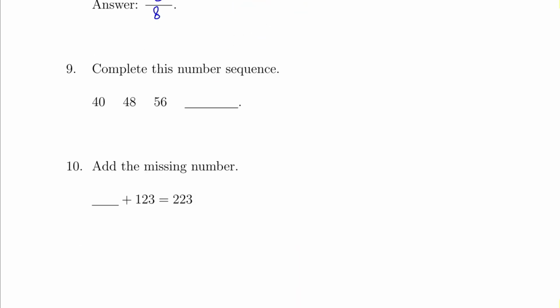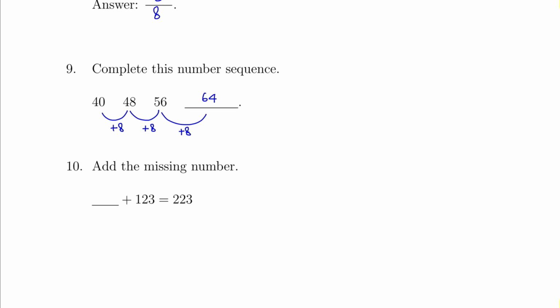Let's go to question 9. Complete this number sequence. If it's a sequence, then it has a very nice pattern. Let's check what the pattern is. From 40 to 48, that means you add 8. From 48 to 56 is also add 8. It's a nice pattern. So to continue it, we add another 8. That will be 64. And actually this sequence is part of the 8 timetable. If you remember the 8 timetable, it saves a lot of time.